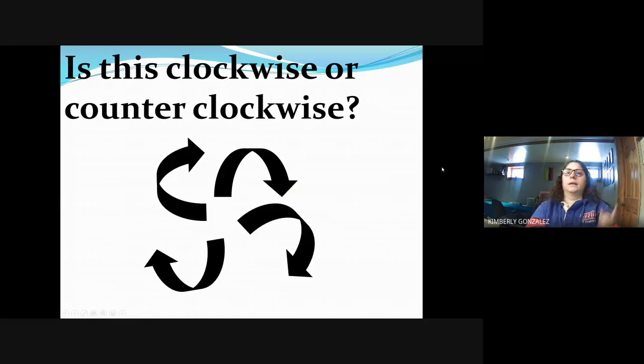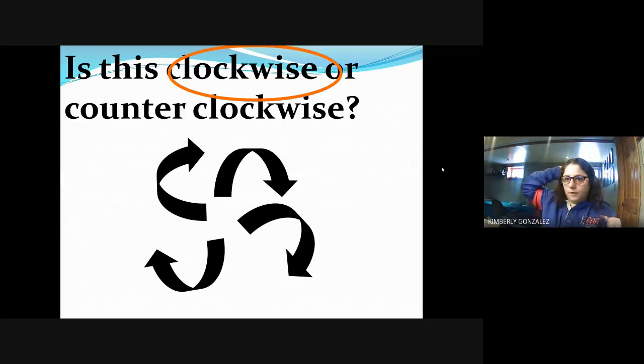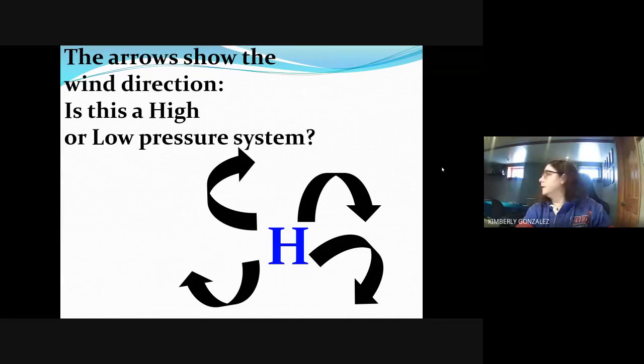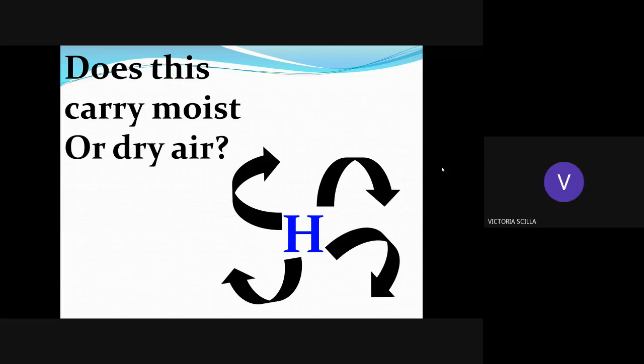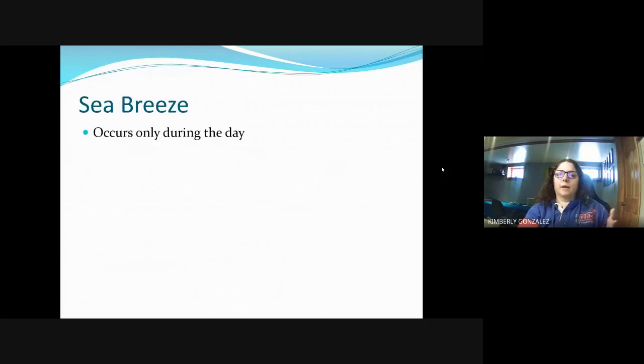All right. So is this clockwise or counterclockwise? Clockwise. Very good. So if it's clockwise, is this a high pressure or a low pressure system? High. Agree or disagree? Agree. Good. Okay. So if it's a high pressure system, are we talking about moist or dry? Dry. Good. So it sounds silly, but that was kind of like a mini quiz for you.